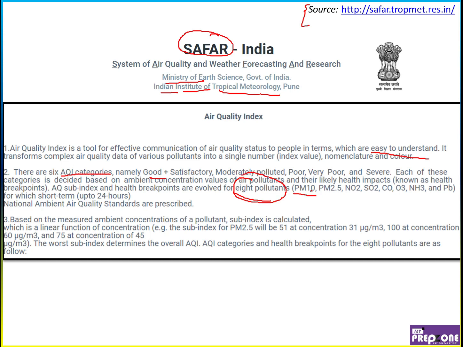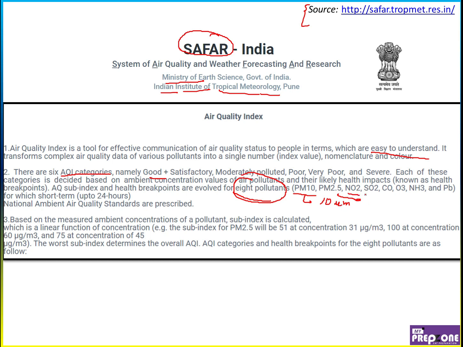So these are your 8 pollutants, PM10, PM2.5. Now what is 10? PM10 means the suspended particulate matter in the air that is 10 micrometer in size. Then PM2.5 is for the suspended particulate matter of the size of 2.5 micrometer.